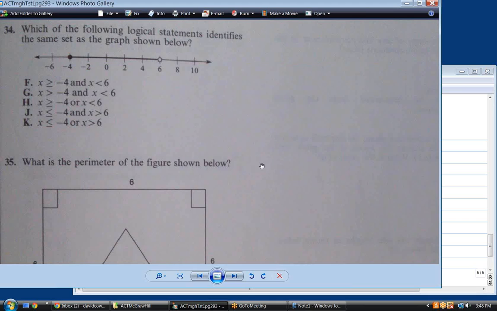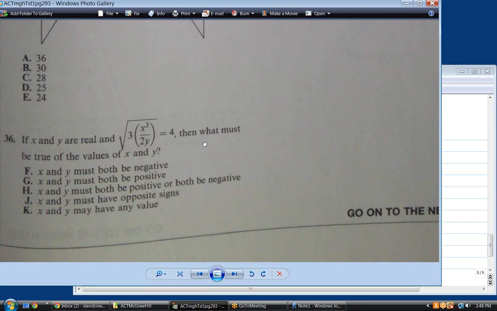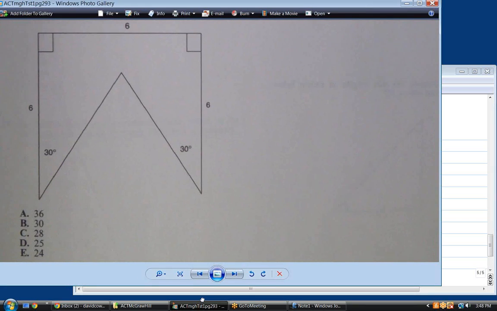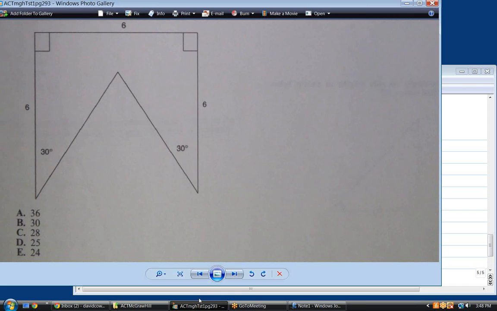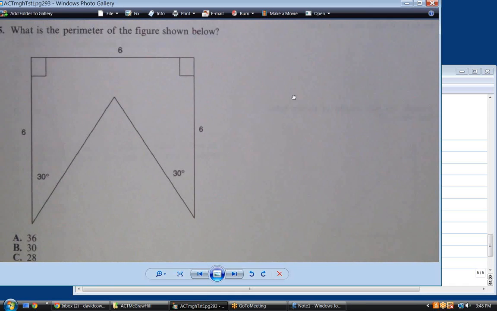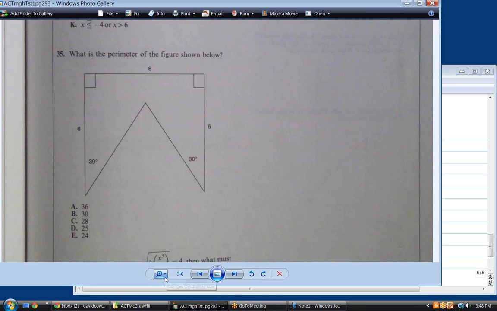Geometry, good. We haven't had much geometry for some reason. Wow, man. Okay. It's a pretty good geometry one, in fact. What's the perimeter of this figure? I'm going to make it just a little bit smaller. There.